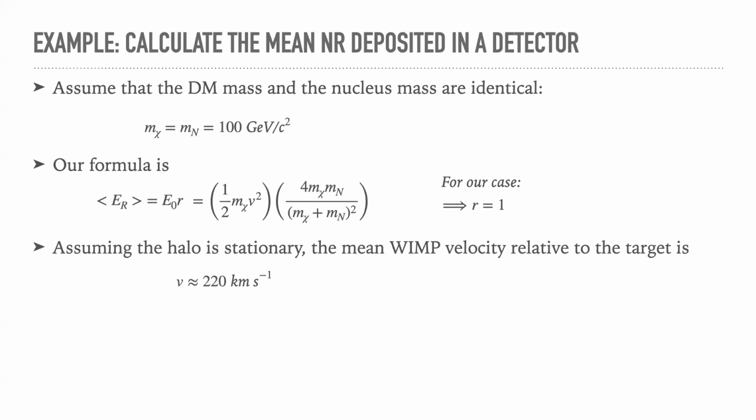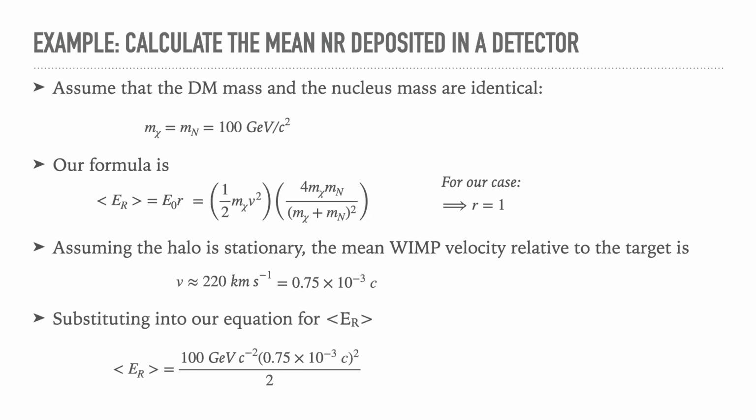So assuming that our halo is stationary, the mean WIMP velocity relative to the target is approximately 200 kilometers per second. If we substitute this into our equation, it's 100 GeV times 0.75 times 10 to the minus 3 c, that quantity squared, divided by 2. And if you calculate it out, this will give you something around 30 keV. All right.